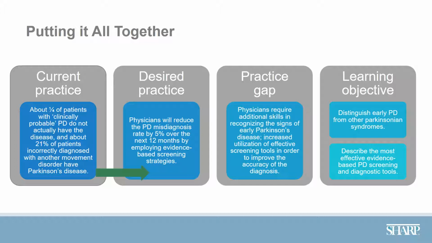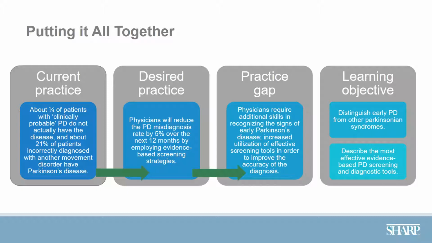And that is where the practice gap comes in. An analysis of the difference between current practice and desired practice shows that physicians require additional skills in recognizing the signs of early Parkinson's. And we also need to help them increase the utilization of effective screening tools in order to improve the accuracy of diagnosis. So even if there are tools out there, if they don't have the time or space to implement the tools for the screening, they're not going to use them.